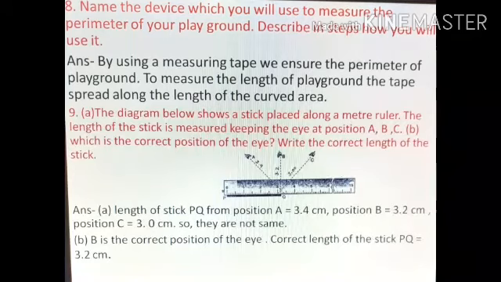The answer is number A. Length of stick PQ from position A equals 3.4 centimeter, position B 3.2 centimeter, position C 3.0 centimeter. So, they are not the same. Question number B. The answer is, B is the correct position of the eye. Correct length of the stick PQ equals 3.2 centimeter.